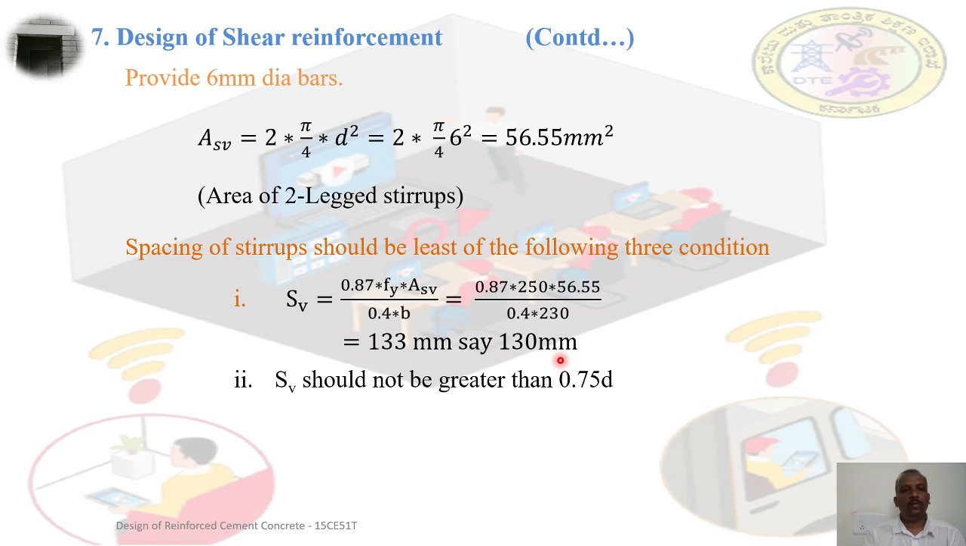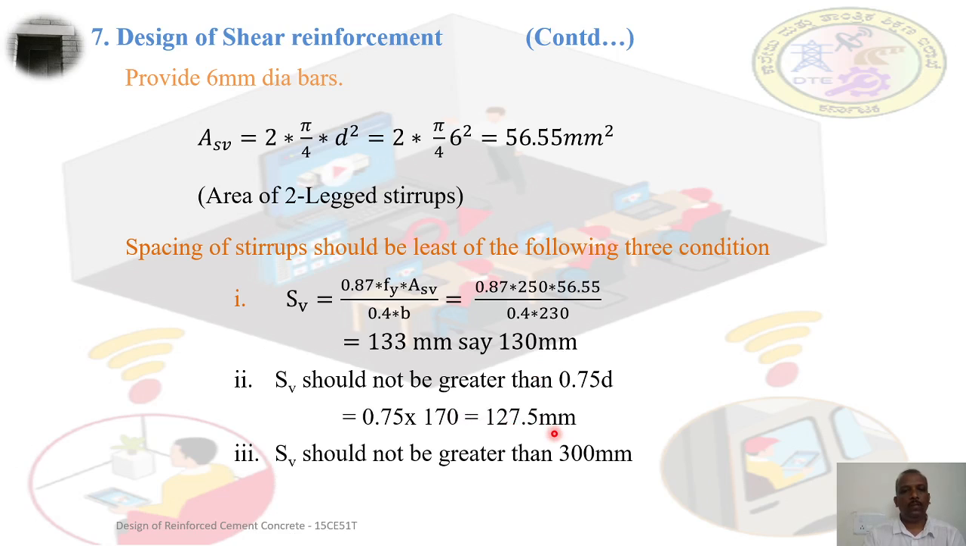The second condition is that it should not be greater than 0.75 times d, that is 0.75 into 170, which is 127.5. Then Sv should not be greater than 300 mm. So now we have three cases. Comparing these three cases, whichever is the least, we can provide as the spacing for the stirrups. Therefore, provide 6 mm diameter two-legged stirrups at 125 mm center to center.